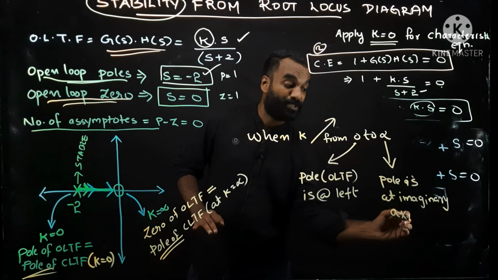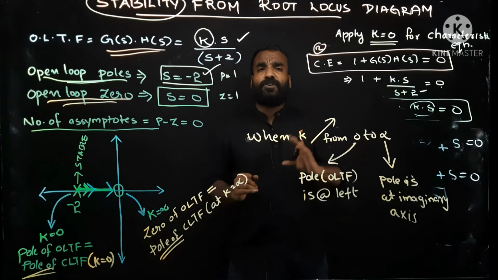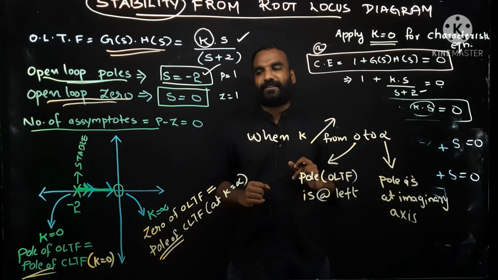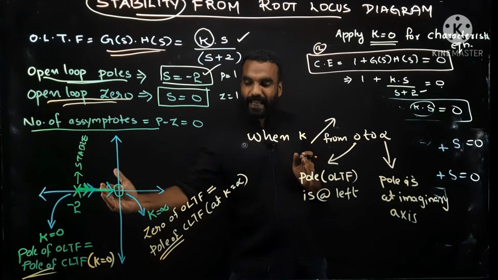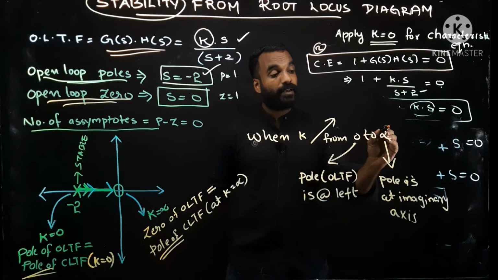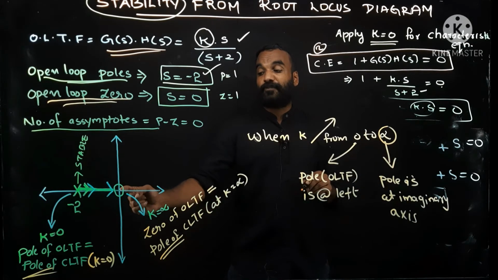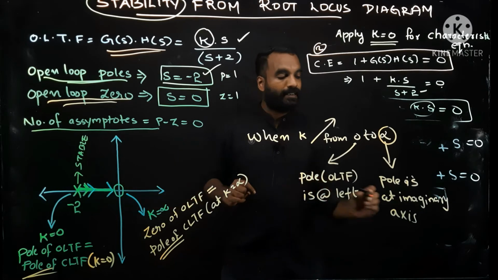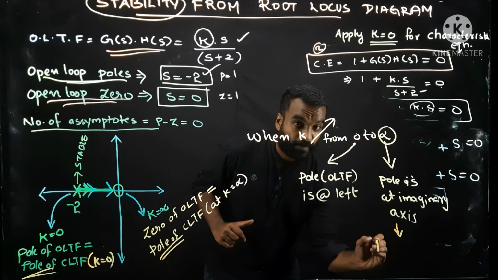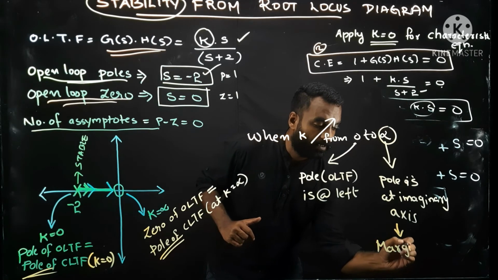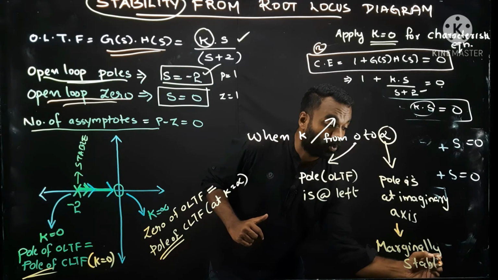So what is the conclusion? If you want stability, don't move the k in such a fashion. You have to restrict the k in some value just away from the imaginary axis. If you are increasing up to infinity, the pole of closed loop transfer function will reach the imaginary axis. Then the system will become what? Marginally stable.